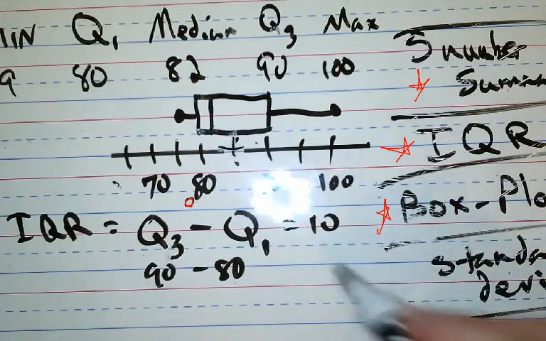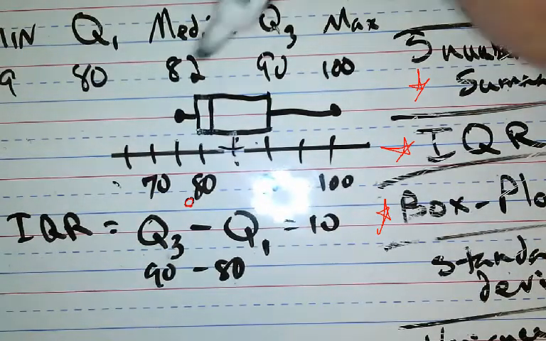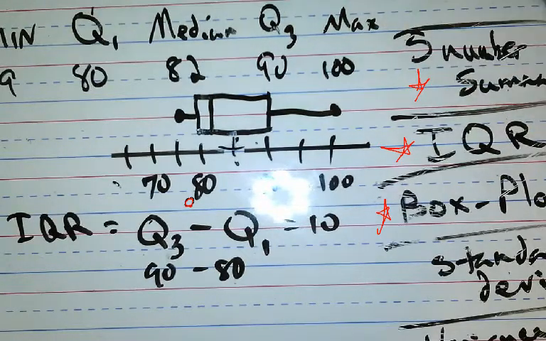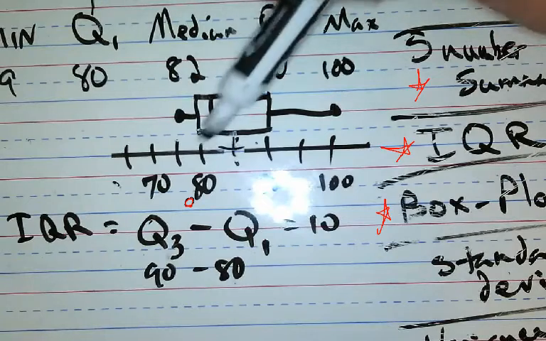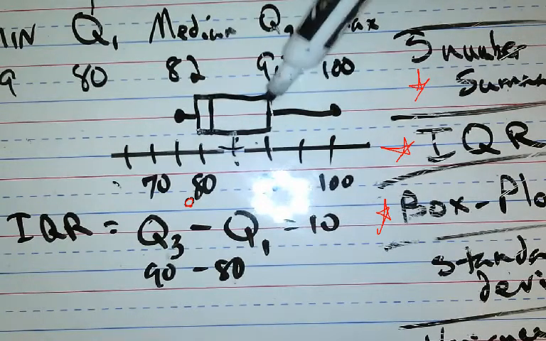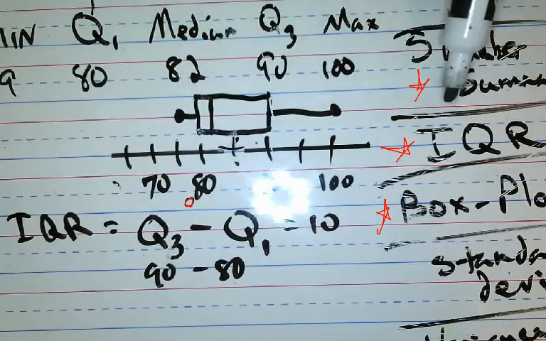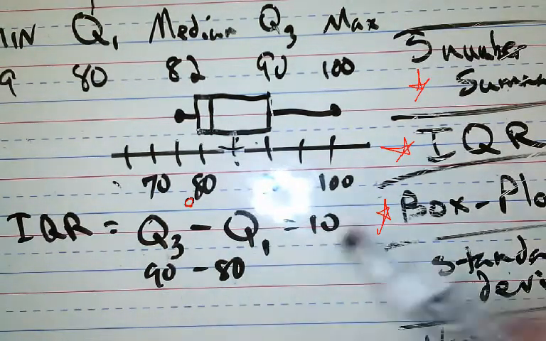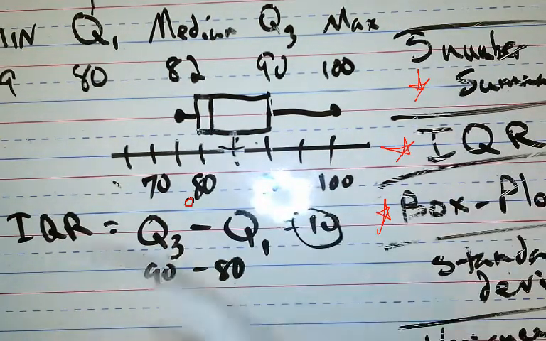So that's 10. What are we saying? We're just saying the distance between this one and this one is 10, right? We can see that on a graph. This is 80, this is 90, that's 10, right? So the IQR is just the distance between those two things.